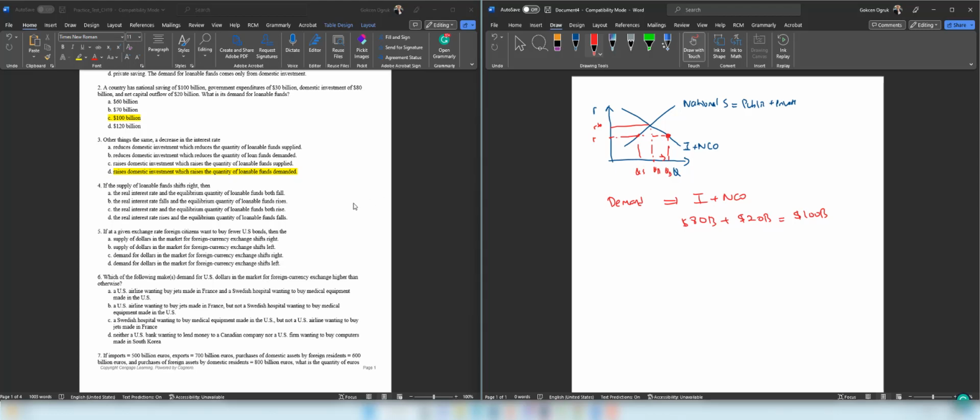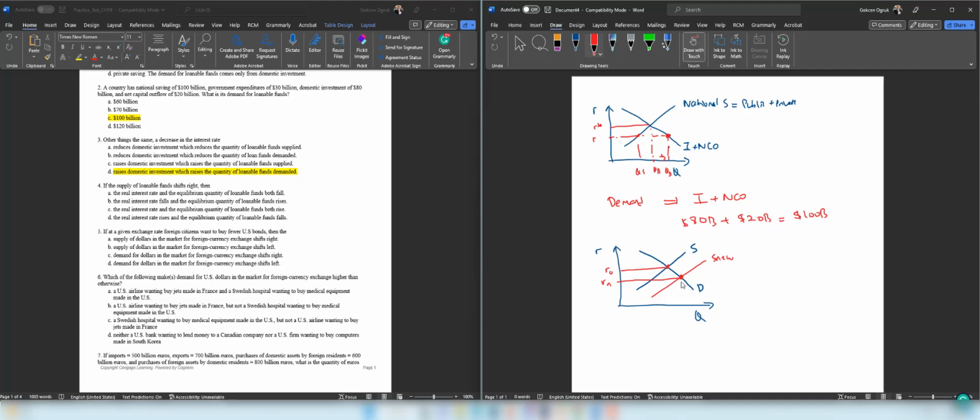Number 4, if the supply of loanable funds shifts right, then what do we expect? Let's again draw the loanable funds model. Here we have the supply, and here we have the demand. This is the real interest rate, this is the quantity of loanable funds. Now we are going to shift the supply to the right. Therefore, the supply curve shifts to the right. This is the new supply curve. And now we have a new equilibrium interest rate, which is lower than the previous one. The previous one was here, our old, and this is now the new one, our new. Therefore, the real interest rate falls.